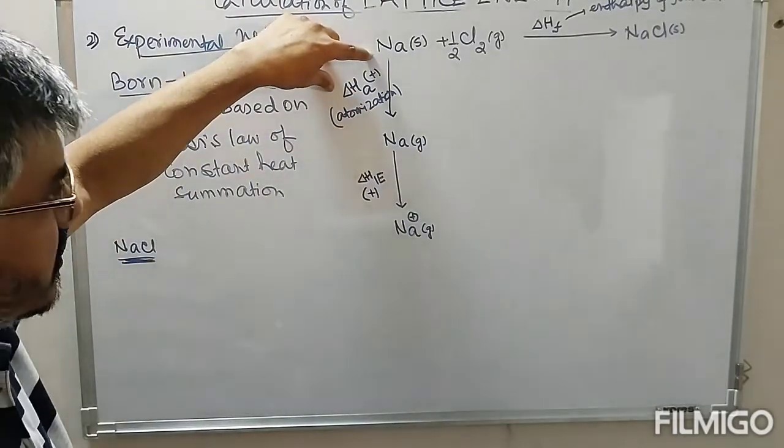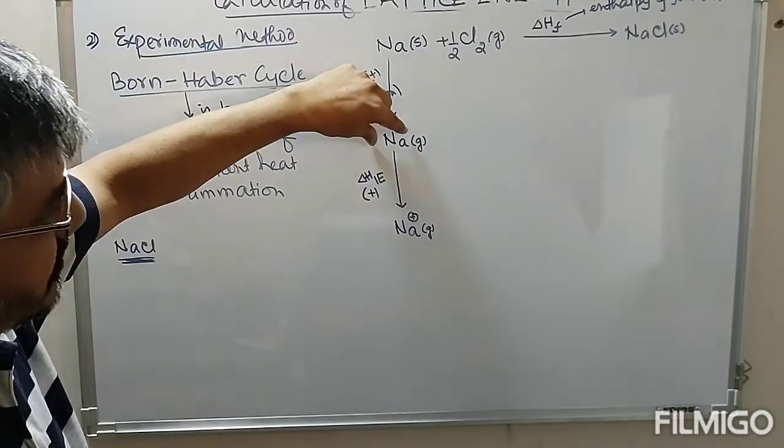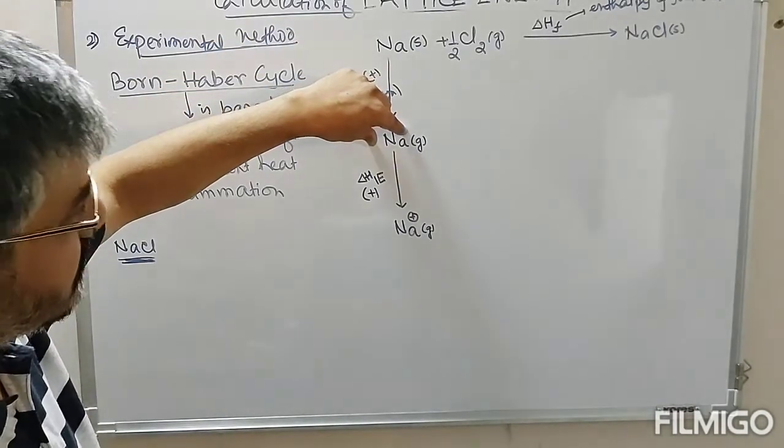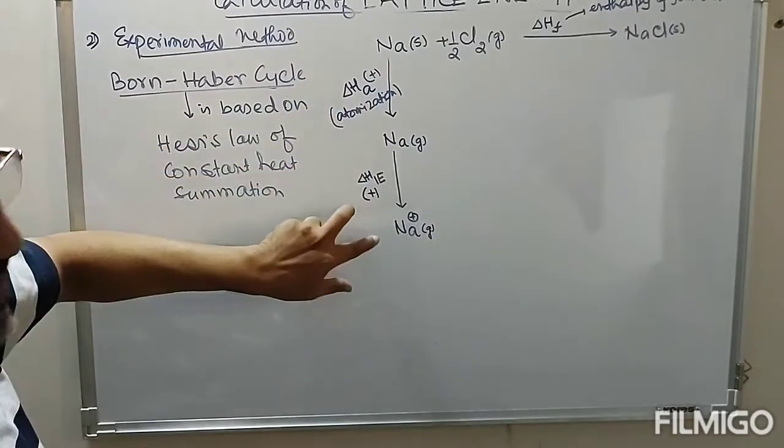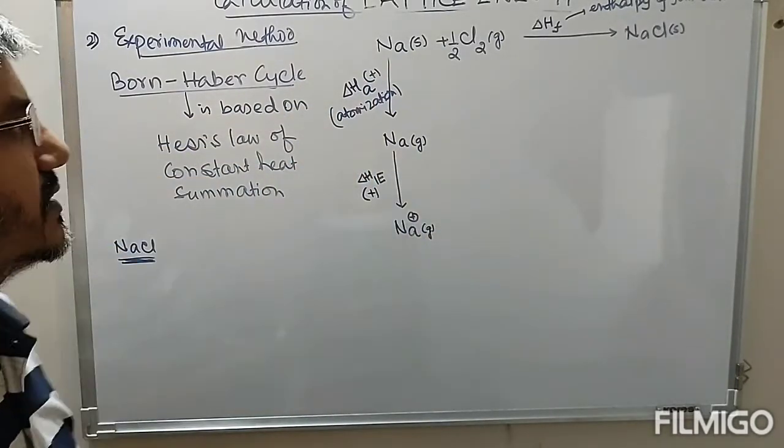First is the atomization step, for which we have to supply energy. Second, from this gaseous metal we have to remove electrons, so that it is converted into the cation. Again we have to supply energy.